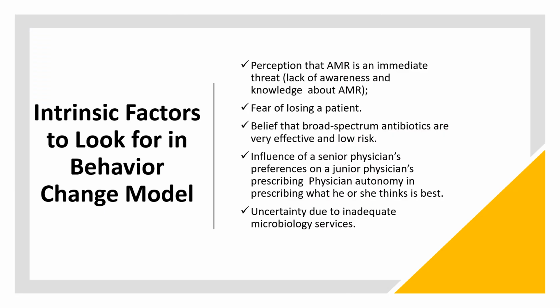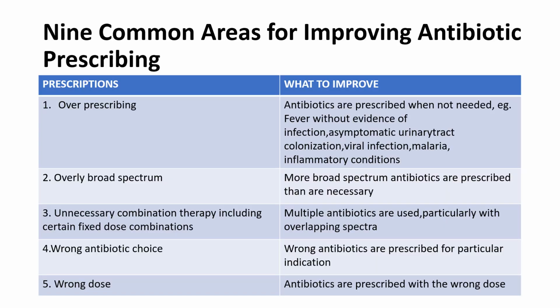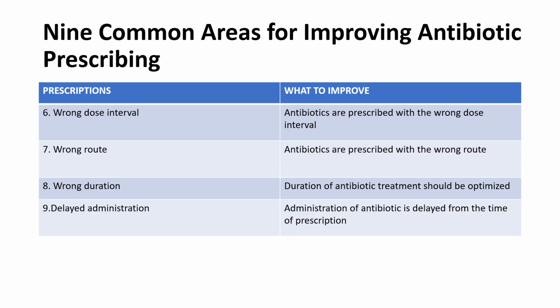Intrinsic factors to look for in the behavioral change model involve perception that AMR is an immediate threat, fear of losing a patient, belief that broad-spectrum antibiotics are very effective, influence of a senior physician's preferences, and uncertainty due to inadequate microbiology. The 9 common areas for improving antimicrobial prescribing involve overprescribing, overly broad spectrum, unnecessary combination therapy, wrong antibiotic choice, wrong dose interval, wrong route, wrong duration, and delayed administration. Accordingly, improvement measures should be in place to address these 9 common areas.